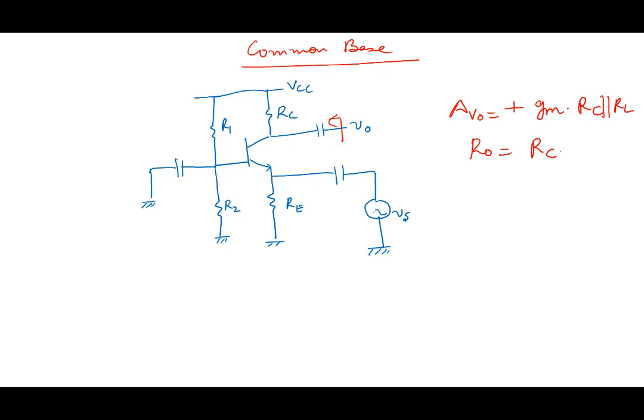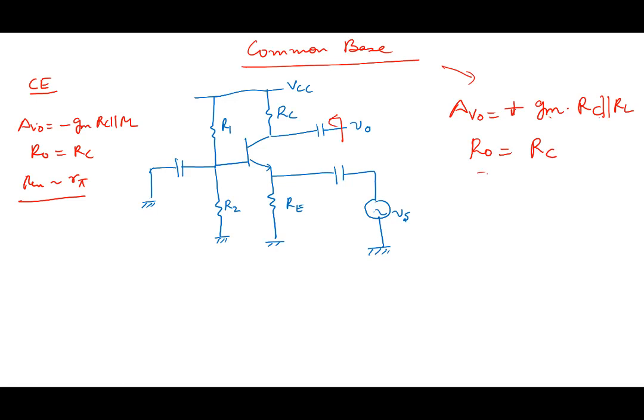Remember common emitter, let me write it down. Common emitter, if I were building it, would have given me AV0 equal to minus gm RC parallel RL. It would have given me R0 equal to RC, and it would have given me Rin equal to r pi. That's what it would have given me. This common base is very similar: AV is the same except with no phase difference, positive gm RC parallel RL, and R0 equal to the same, RC.